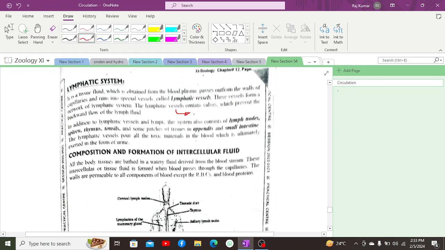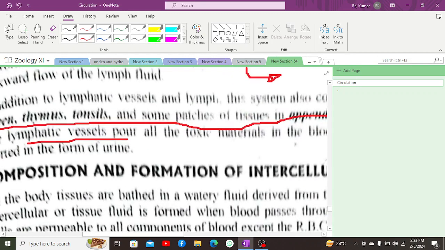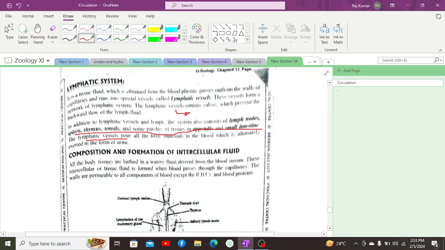Primary lymphoid structures are the lymph nodes, whereas secondary lymphoid structures are the spleen, thymus, and tonsils, as well as some patches of tissue in the appendix and small intestine. Lymphatic vessels drain all the toxic materials in the body, which are ultimately excreted in the form of urine.